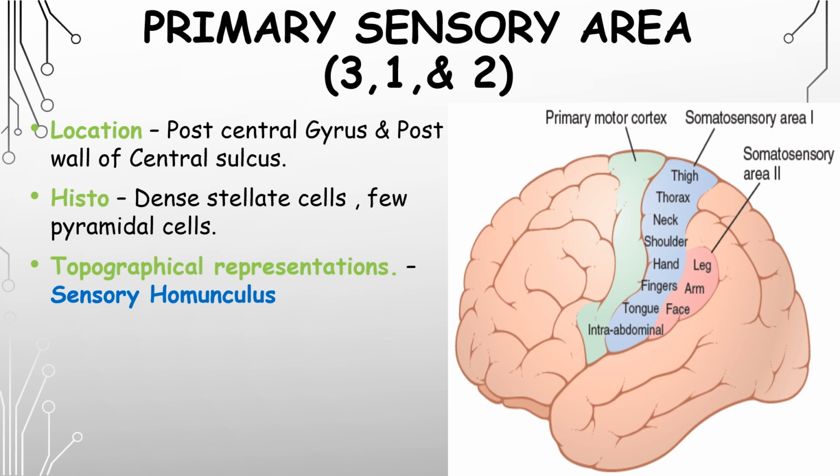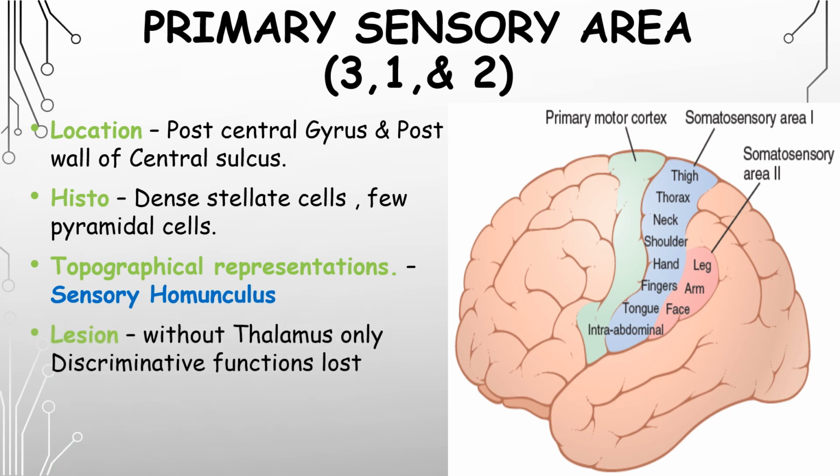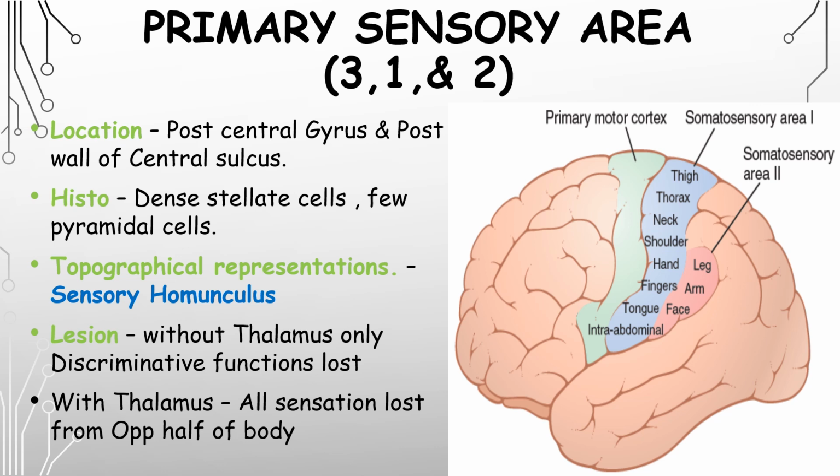Topographical representation: it receives the sensory inputs from the opposite side of the body. The representation of the body within this area is similar to the primary motor cortex, and the topographical representation is the sensory homunculus. A lesion of this area without the thalamus results in loss of only the discriminative function. If the lesion involves the thalamus as well, all sensation from the opposite side of the body is lost.